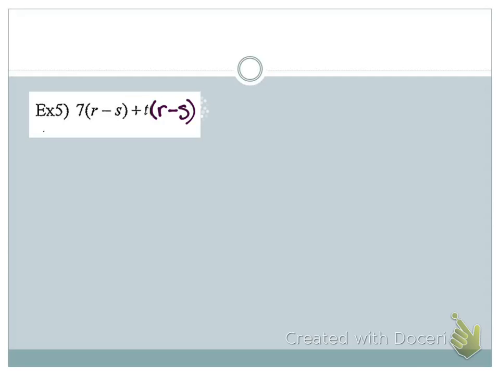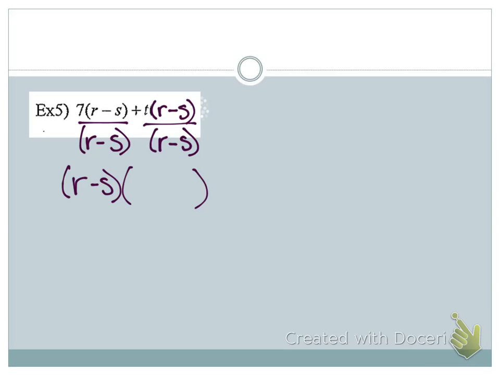Okay, so on your paper, if it says R minus S for both, we do not need opposites because they are already the same. They already match. So what is my GCF? R minus S. Those parentheses that match are my GCF. Hopefully we're getting the hang of how this process works. We also have to write this where? In front of some parentheses.